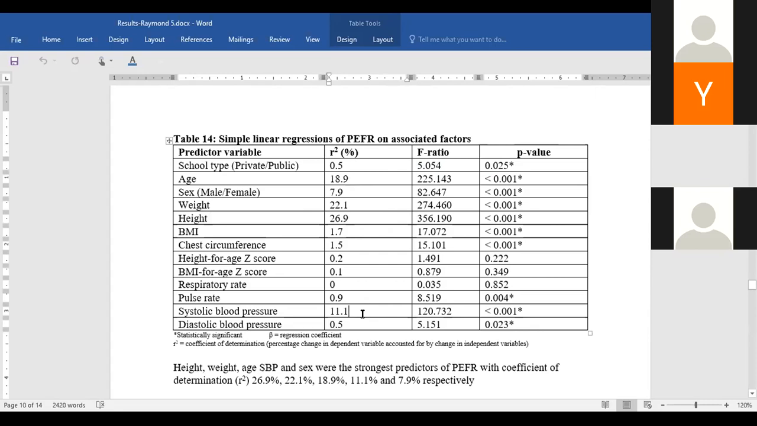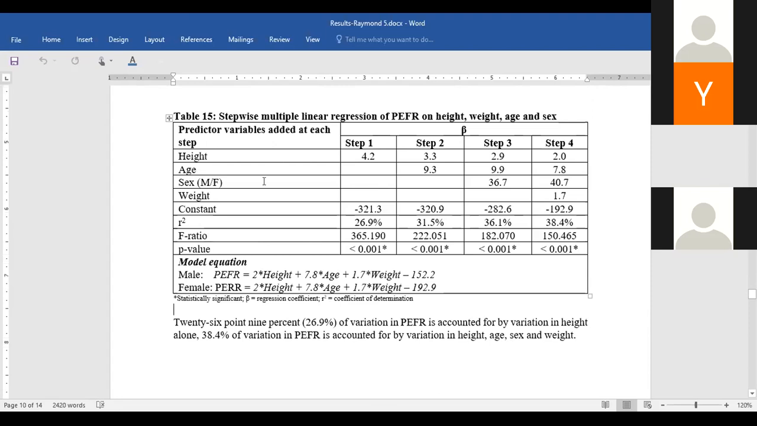I will not bother with the simple ones so that I won't waste time, because these are the results. But the way I now come down to height, age, sex, weight, can you see? Even the systolic blood pressure did not come in here. You're going to see there are a lot of confounders.